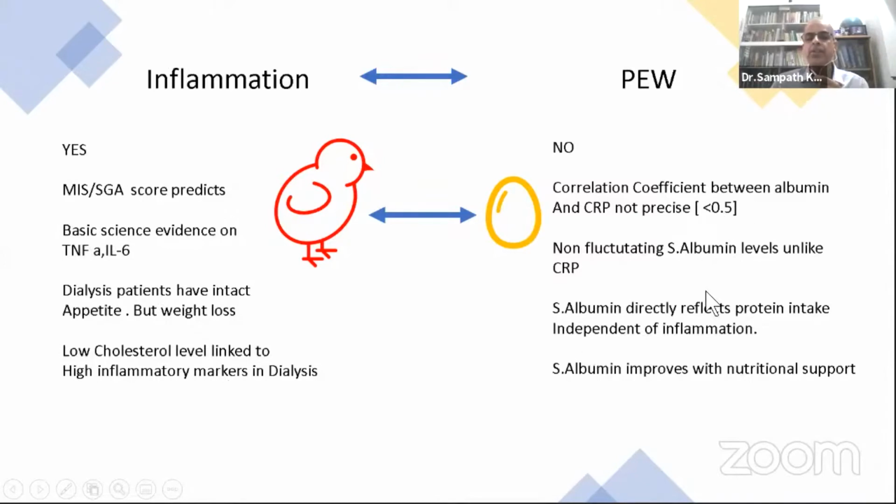And the naysayers tell us that the correlation coefficient between albumin and CRP is not precise, less than 0.5. And serum albumin levels are non-fluctuating, unlike CRP, which fluctuates all the time. If it is going to be an inflammatory marker, it should be fluctuating all the time. Serum albumin directly reflects the protein intake independent of inflammation. And serum albumin improves with nutritional support. You're not doing anything for the inflammation. You're just increasing the nutritional support. Still, albumin improves.